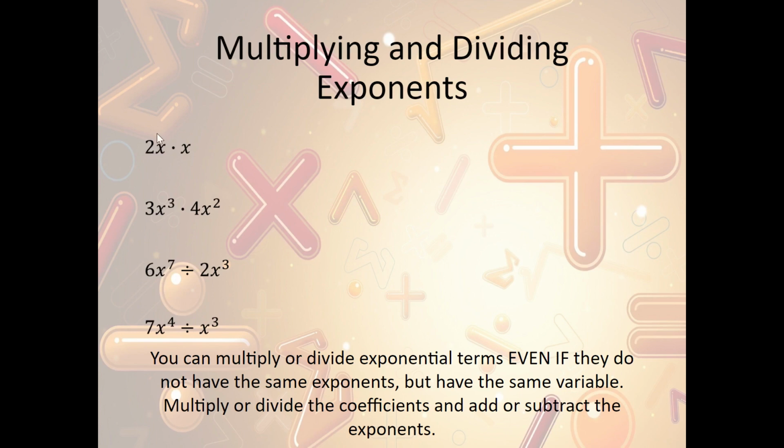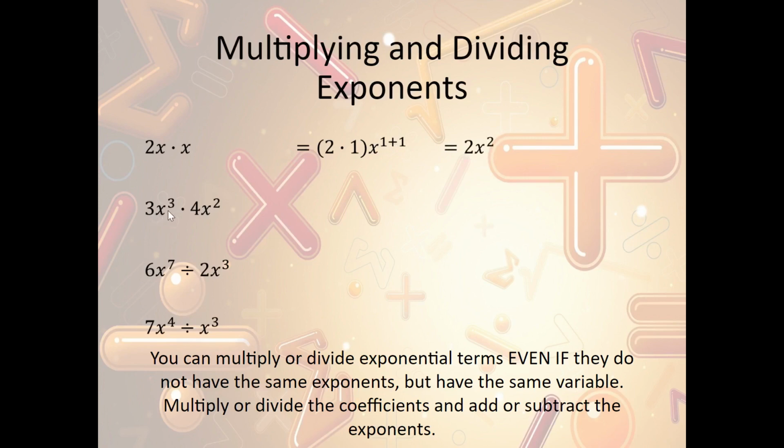So this is 2 times 1, so that's my coefficient. And I have an x to the first and an x to the first, so I'm going to add those exponents. So I get 1 plus 1 for my exponents. So 2 times 1 is 2, and 1 plus 1 is 2, so it should be 2x squared. Let's look at another example of multiplication.